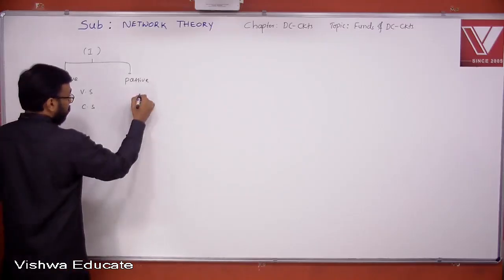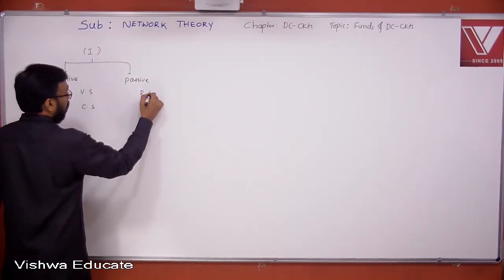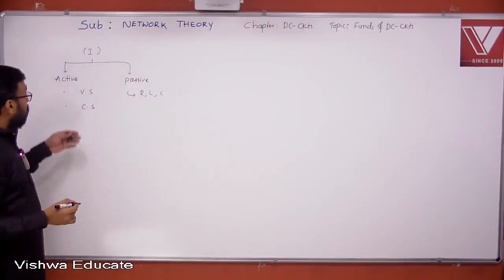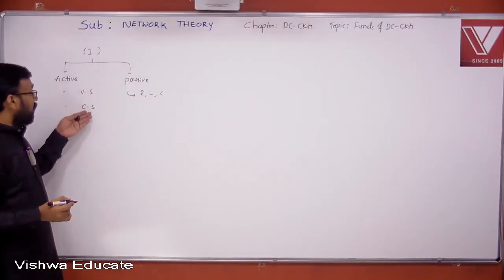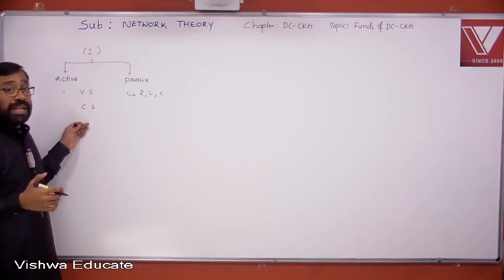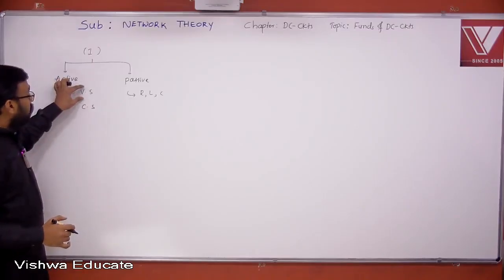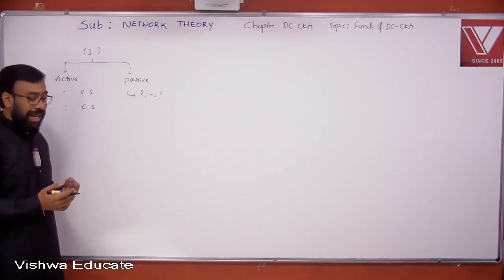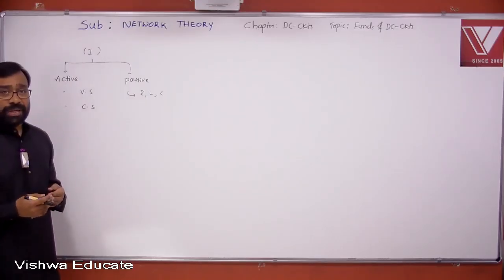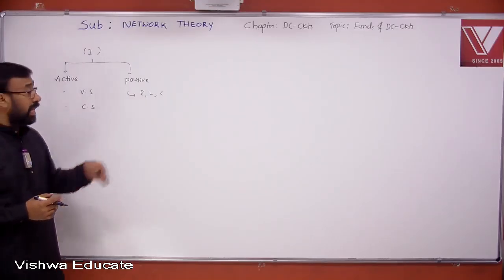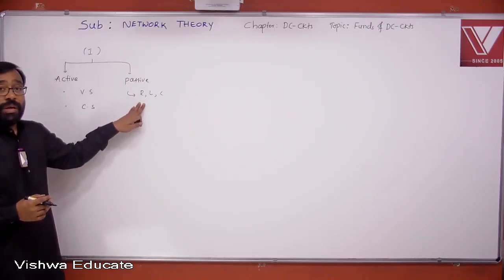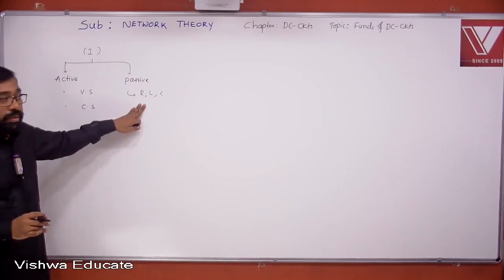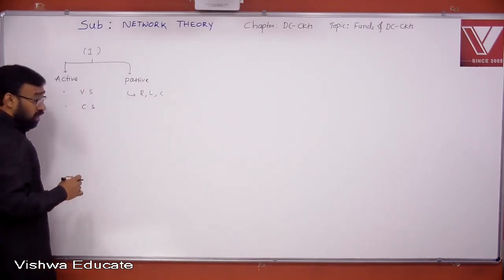Passive element means what? Resistor, inductor, capacitors are called passive elements. Why are voltage source and current source called active elements? When you ask people, they tell that voltage source and current source both will supply the power. So any element which supplies the power is called an active element, usually. And any element which absorbs the power is called a passive element. Usually people define like this. But if you define like this, there will be a controversy.